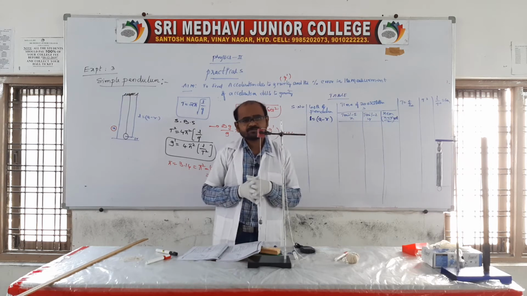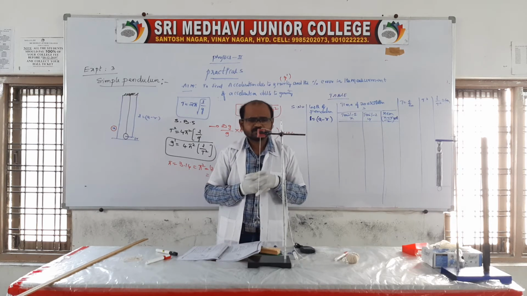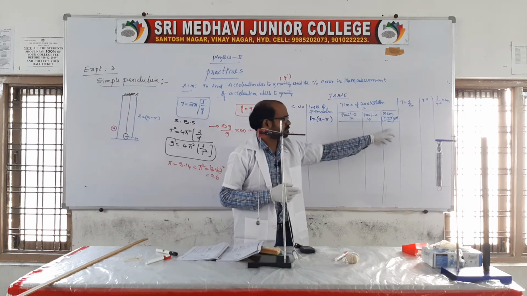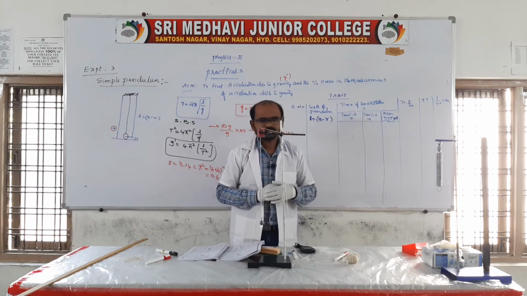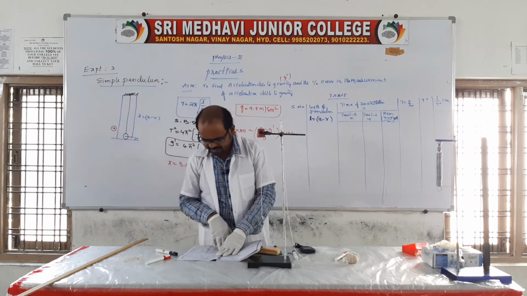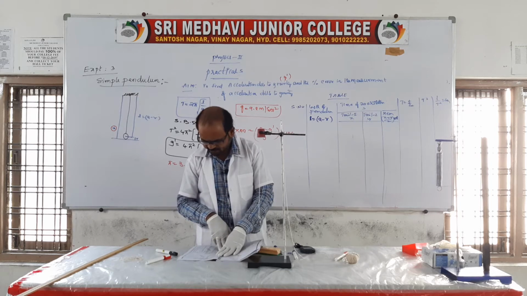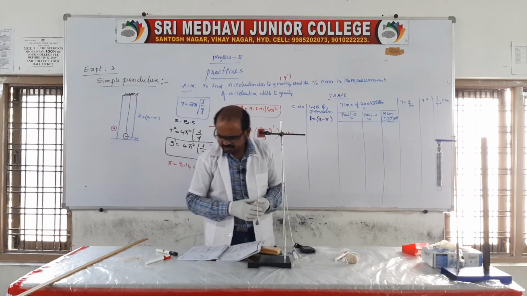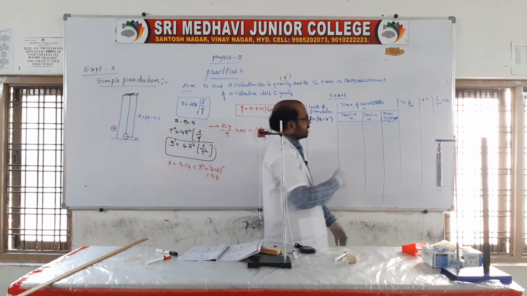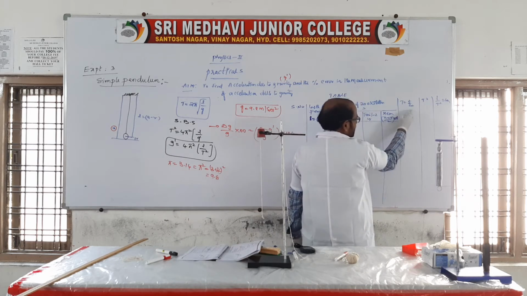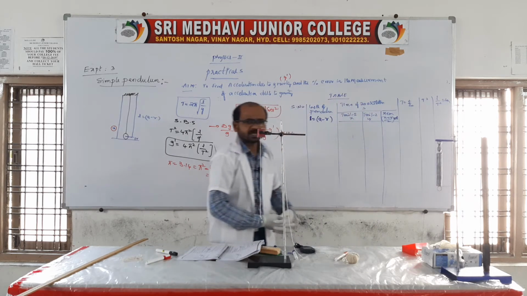We may get little changes, so you take the average, then we'll get the time taken to complete 20 oscillations. Therefore, you say capital T is equal to this time divided by 20 oscillations. Every time you do like that.